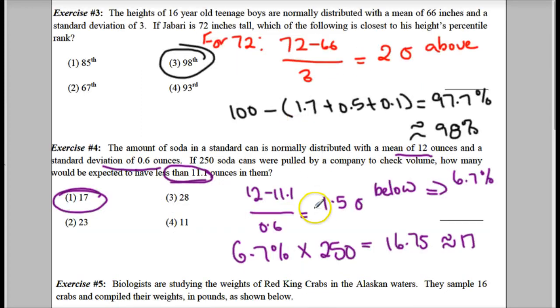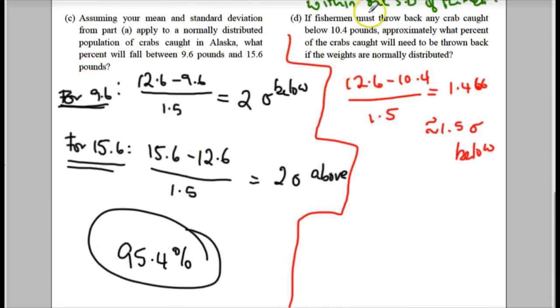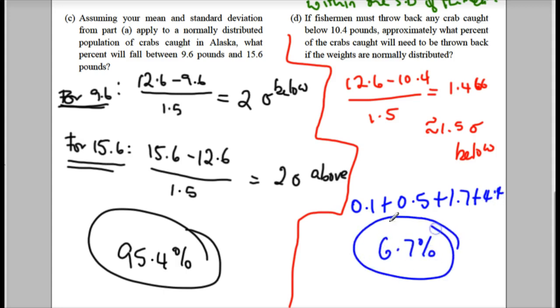So if I want to find what percent is going to be thrown away, it's going to be the 0.1 plus the 0.5 plus the 1.7 plus the 4.4, which is actually 6.7% of the crabs caught is going to be thrown back into the ocean.